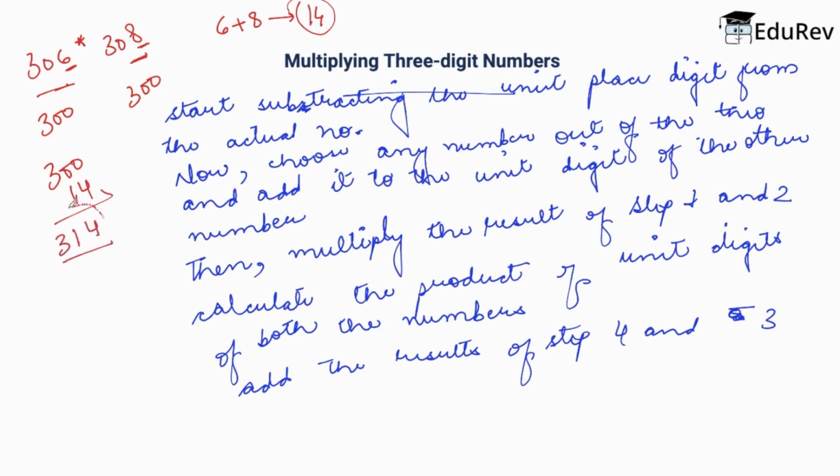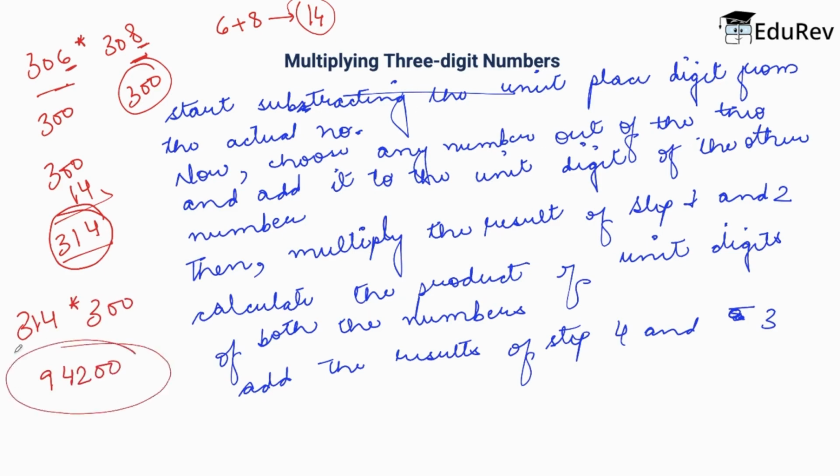Now what I need to do is I have to multiply this 314 with the 300 that is given here. So 314 into 300 will be what? It will be 94200. So 314 multiplied by 300 is going to be 94200. Now I need to do what?